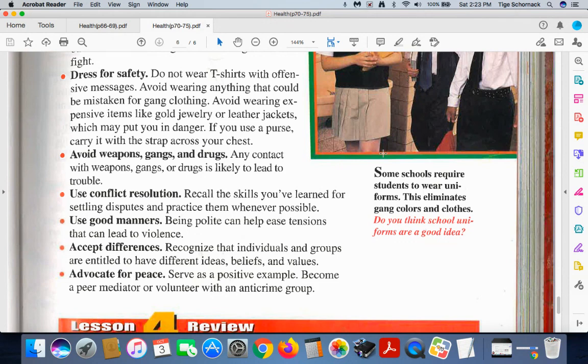Again, we're not going to do the lesson review questions. On Wednesday, we are going to act out, like we did with peer pressure, ways that we can resolve conflicts appropriately. Again, I hope this helps.